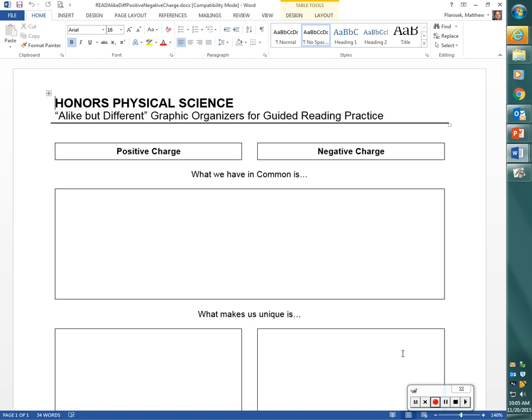All right. So, let's review. Underneath the similarities, or what they have in common, yesterday or Wednesday we wrote down a couple of things. Let's review some of them. So what do positive charge and negative charge have in common? Pretty good. They both come from subatomic particles, right?